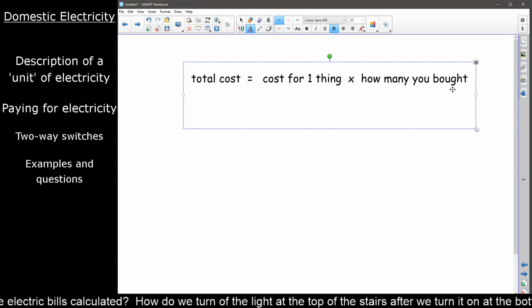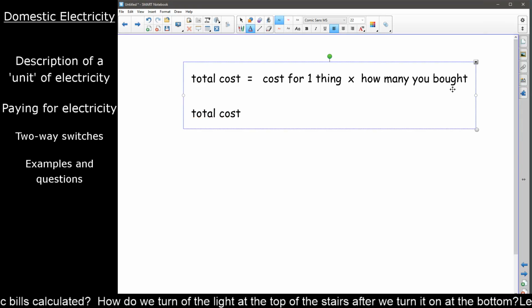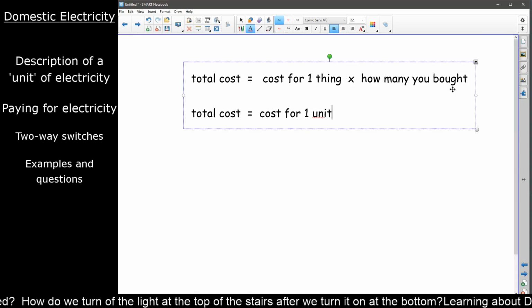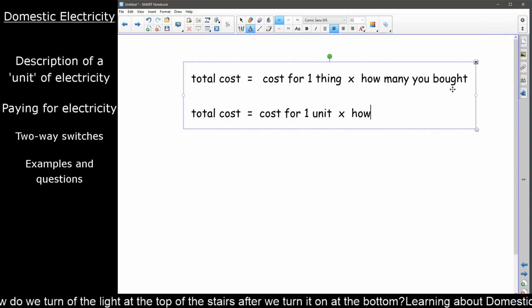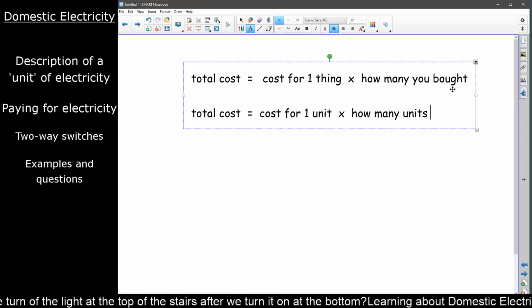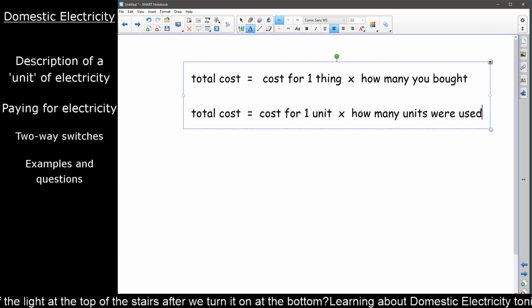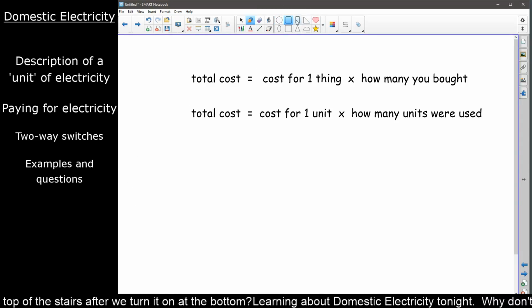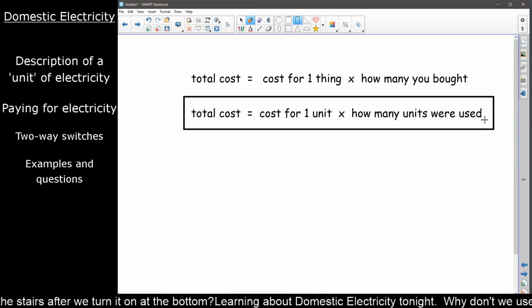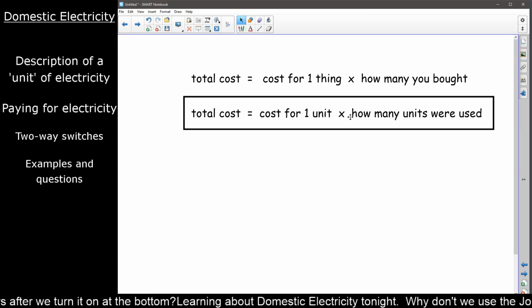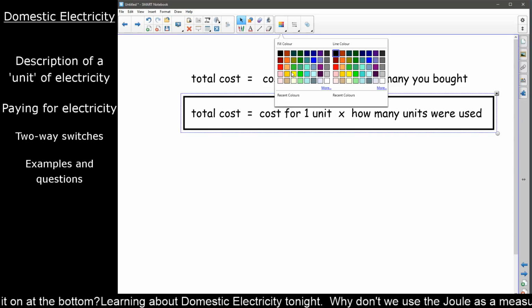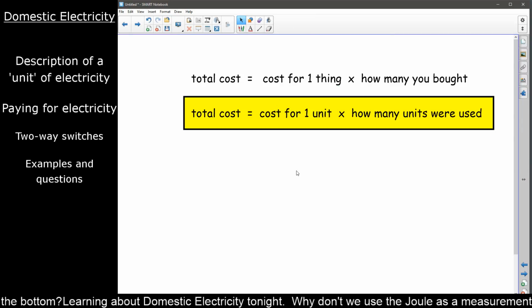For electricity, the total cost is equal to the cost for 1 unit multiplied by how many units were used. Easy peasy. This is not an official equation, but I'd learn it as if it was. Just a handy little thing to know. Write that down, impress your examiner, let them know what you're thinking as you're going through it. Learn that.